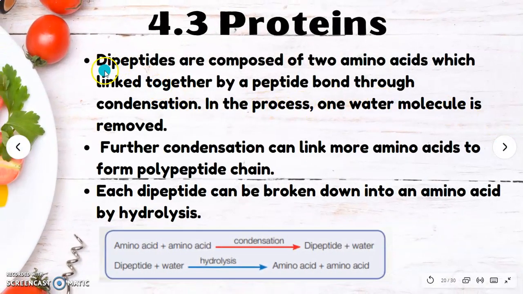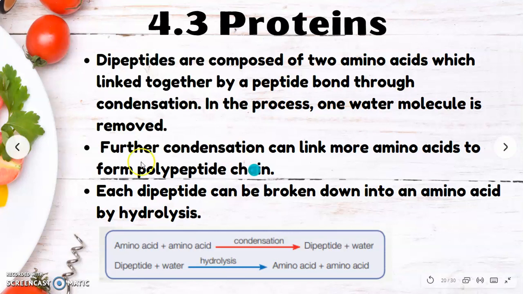Dipeptides. The word di refers to two. So dipeptides are composed of two amino acids, which link together by a peptide bond through condensation. In the process, one water molecule is removed. So when an amino acid combines with another amino acid, it will form a dipeptide by the condensation process. Further condensation can link more amino acids to form a polypeptide chain.